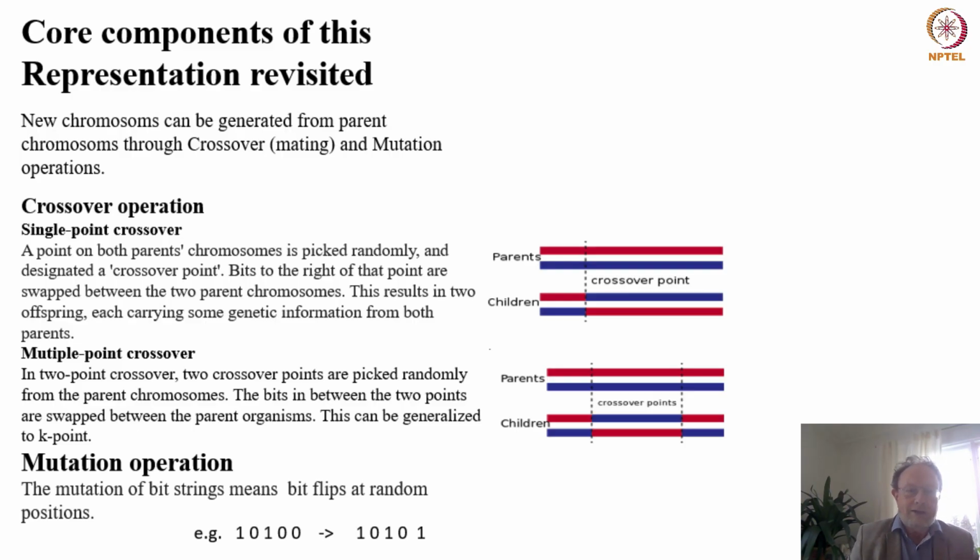The alternative is to have a multi-point crossover, which means that in the case of two-point crossover, two points are picked randomly, and the section between the two points is swapped, while the beginning and the end remain the same. And this can be generalized to k points, but that's not very important. Okay, so this is crossover. Mutation operation is very simple. It means simply to flip a bit at a random position.